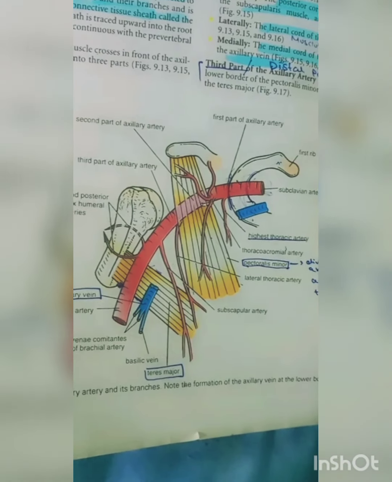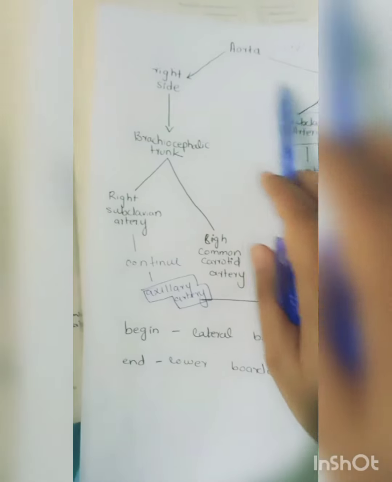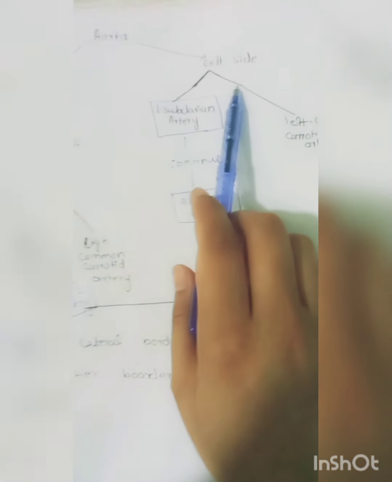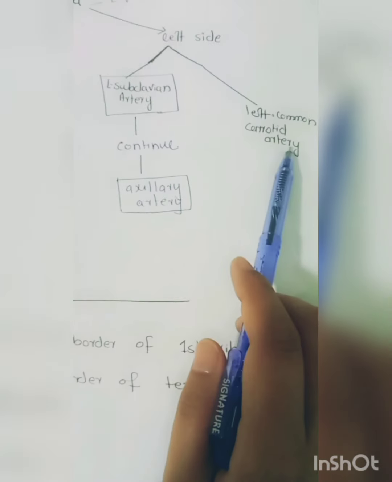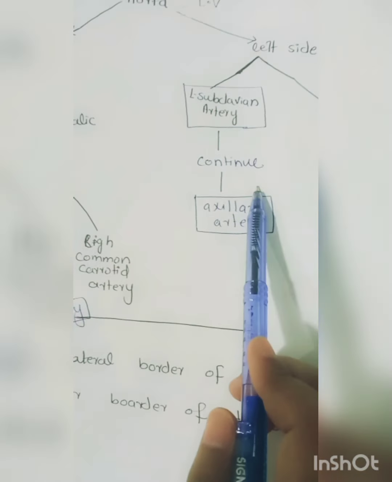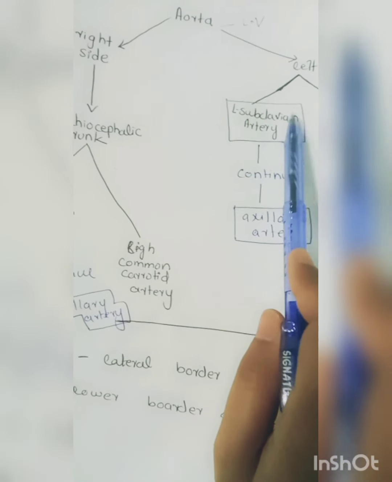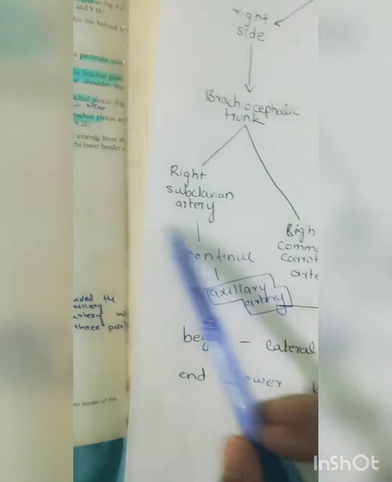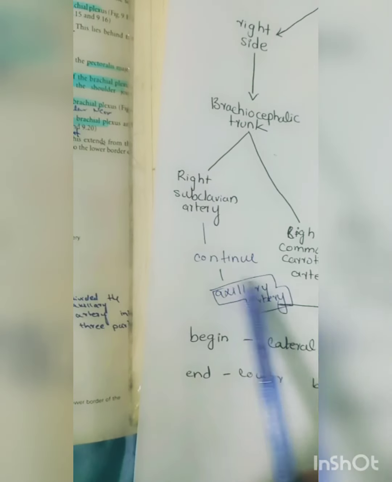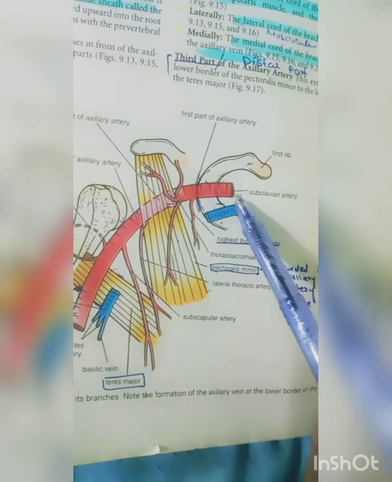Okay guys, now the axillary artery. So this is a sketch of the branches of the aorta. On the left side, the aorta gives two branches, the left subclavian artery and the left common carotid artery. This left subclavian artery continues to form the axillary artery. So the axillary artery is basically the continuation of the subclavian artery. The same on the right side: the right subclavian artery continues to form the axillary artery.